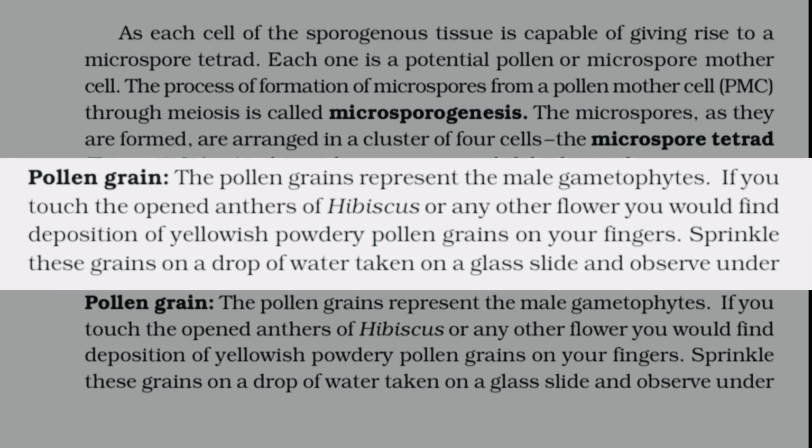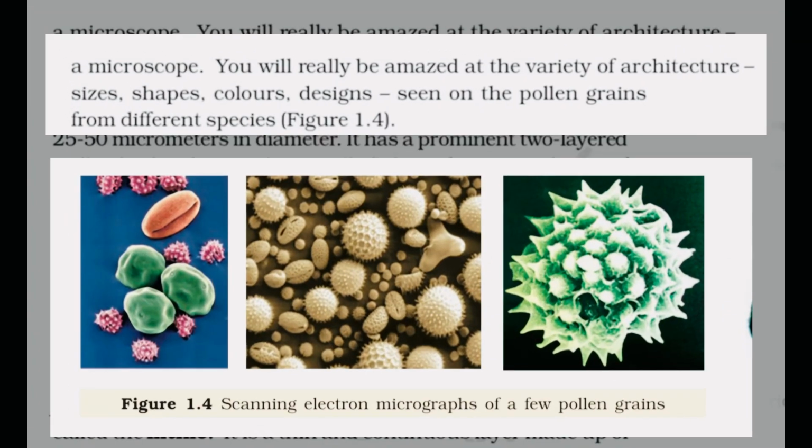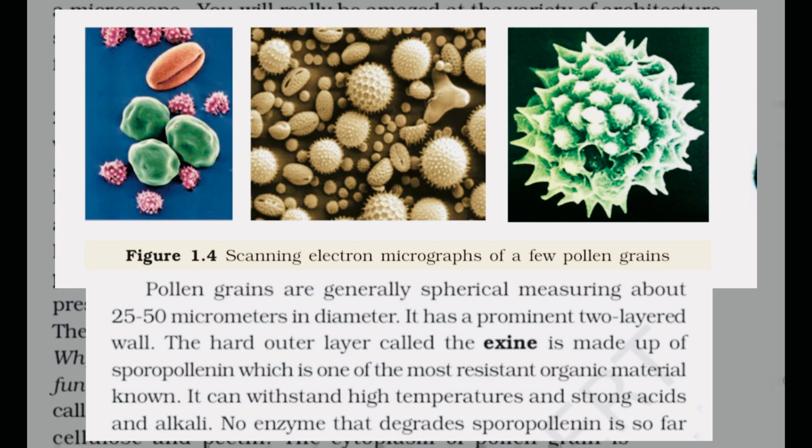If you touch the open anthers of hibiscus or any other flower, you would find deposition of yellowish powdery pollen grains on your fingers. Sprinkle these grains on a drop of water taken on a glass slide and observe under a microscope. You will really be amazed at the variety of architecture, sizes, shapes, colors, designs seen on the pollen grains from different species. Pollen grains are generally spherical, measuring about 25 to 50 micrometers in diameter.